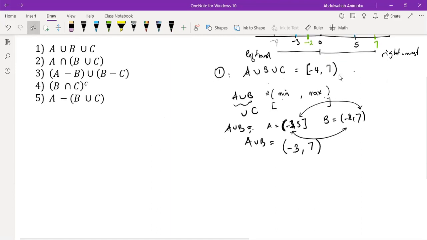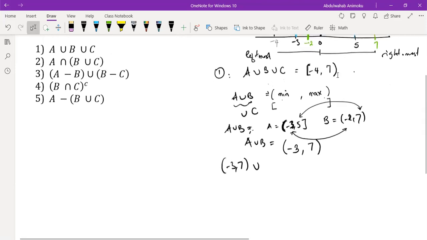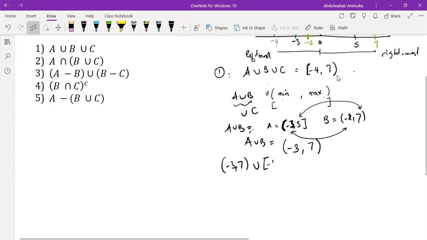Now we are going to find the union of this set with what? C, which is a set from -4 to 0, okay? Right? So we need to now find this. And what would this give us?